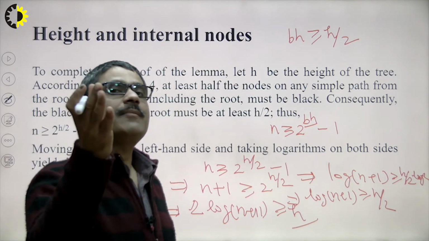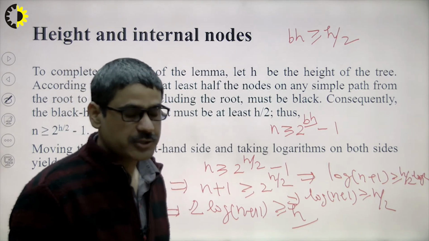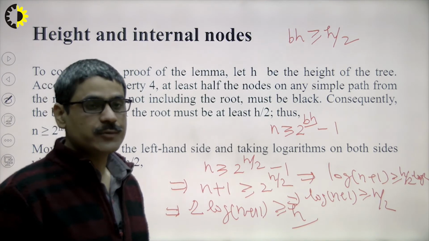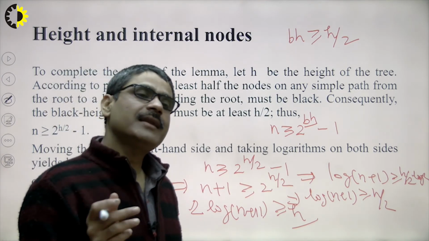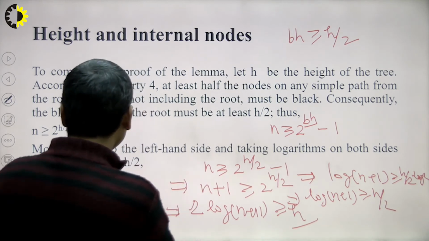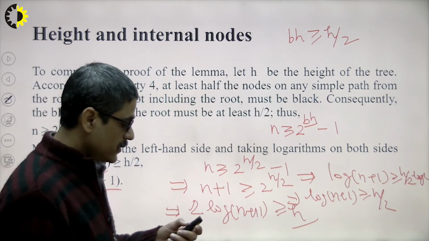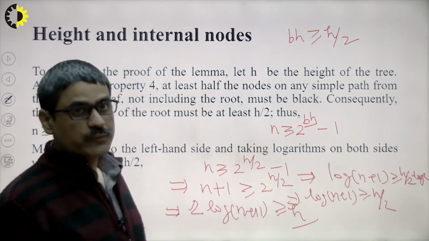Then you put this inequality into the induction hypothesis, n greater than or equal to 2 to the power bh minus 1, and prove it, and you get the relationship between the height and the number of internal nodes. So it is a very important theorem, and everybody must understand how to prove it.